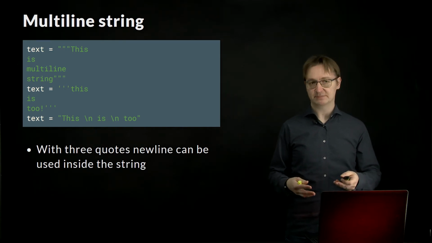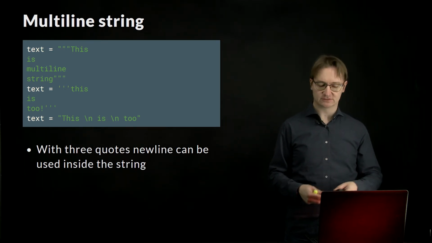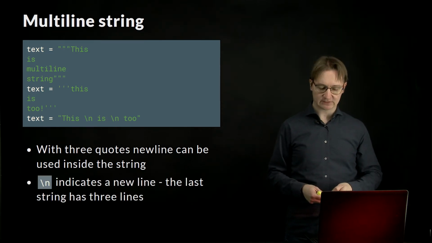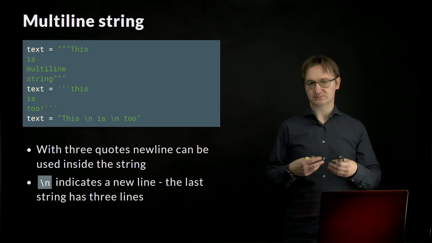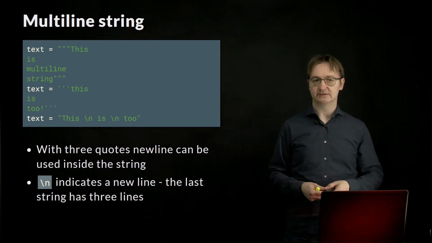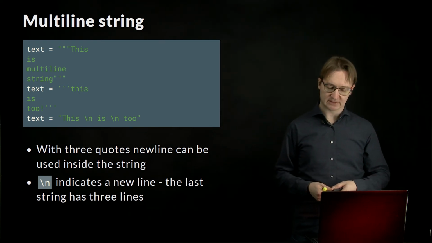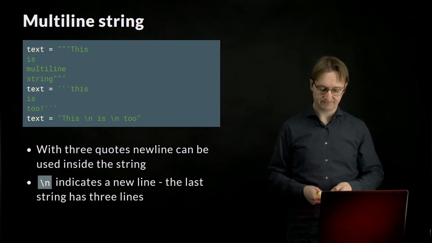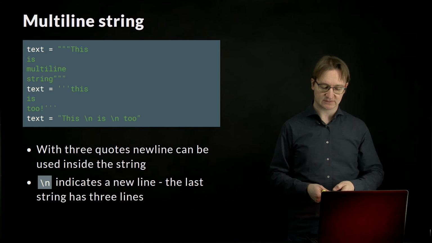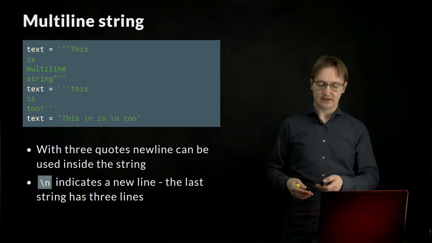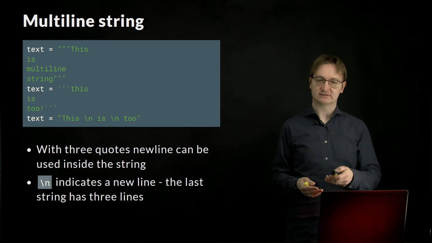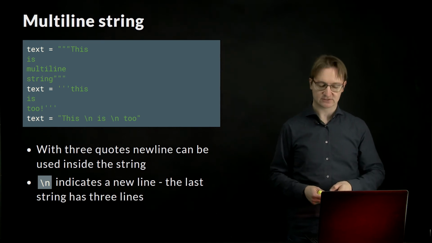Here are some examples. So we can use three double quotes or three single quotes. Also, we can use a special character to indicate a new line, and this is represented as backslash and n. And the last string here, you can see, this will be in 3 different lines. So this backslash n is basically a new line character.